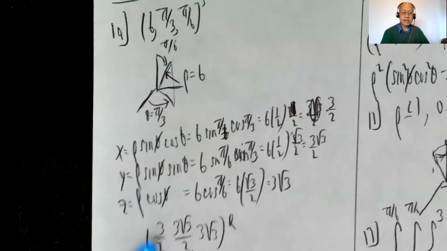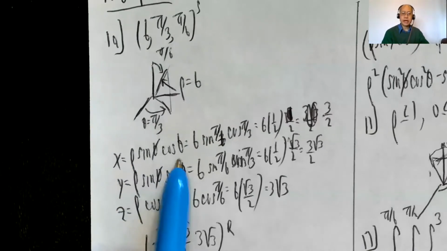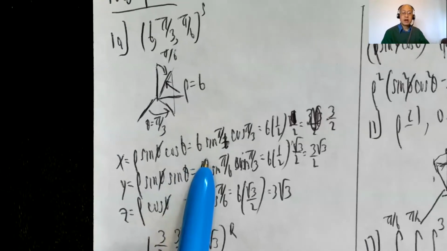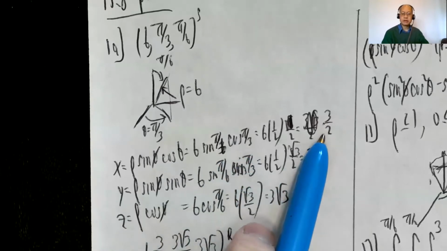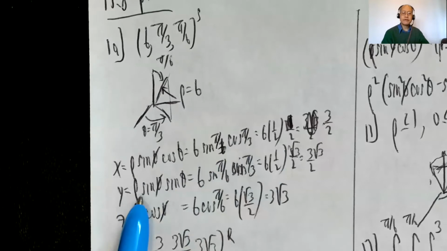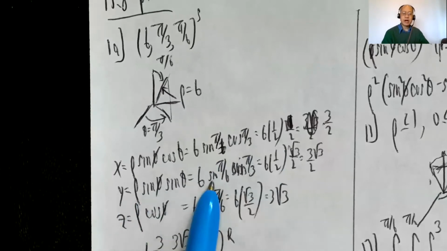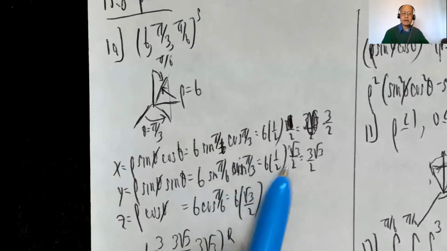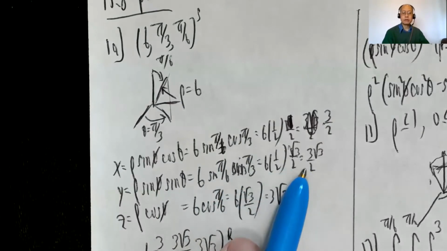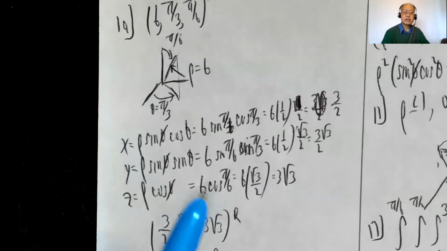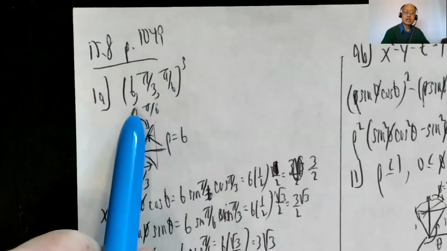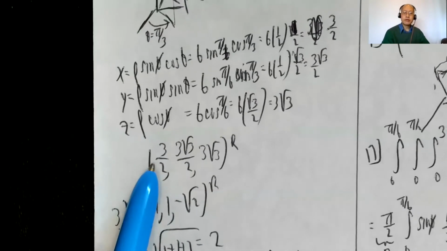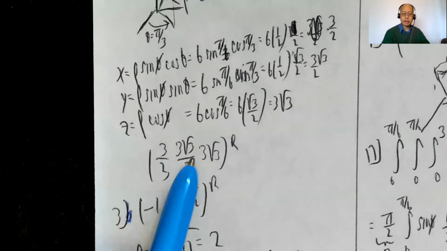All right, so what's x, y, z? Just basically plug in. x is rho sine phi cosine theta, so 6 sine of pi over 6, cosine pi over 3, which is 6 times a half times a half, 3 over 2. y is rho sine phi sine theta, so 6 sine of pi over 6, sine of pi over 3, 6 times a half times radical 3 over 2, 3 radical 3 over 2. z is rho cosine phi, so 6 cosine pi over 6, 6 times radical 3 over 2, 3 radical 3. So this point in spherical coordinates, (6, pi over 3, pi over 6), is the ordinary rectangular point (3 over 2, 3 radical 3 over 2, 3 radical 3). Okay.